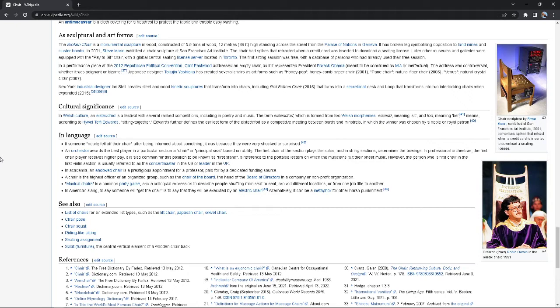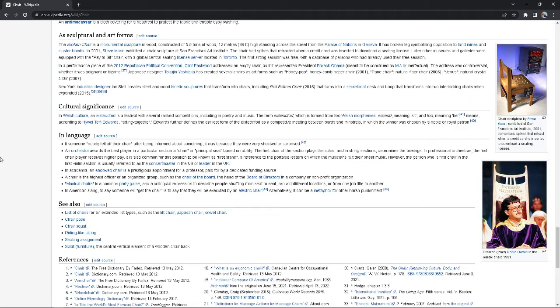In 2001, Steve Mann exhibited a chair sculpture at the San Francisco Art Institute. The chair had spikes that retracted when a credit card was inserted to download a seating license. Later, other museums and galleries were equipped with a pay-to-sit chair with a global or central seating licensing server located in Toronto. The first sitting session was free, with a database of persons who had already used their free session.